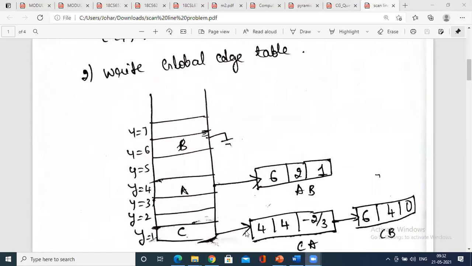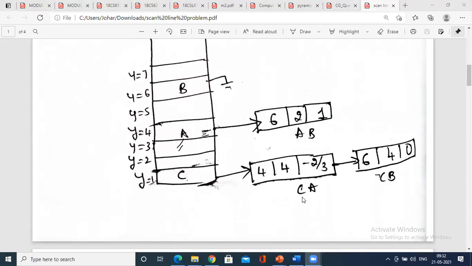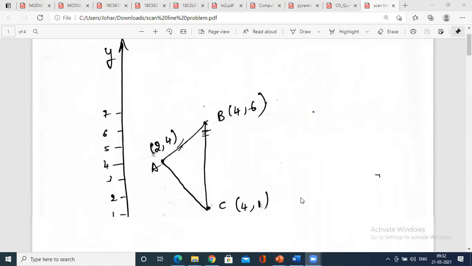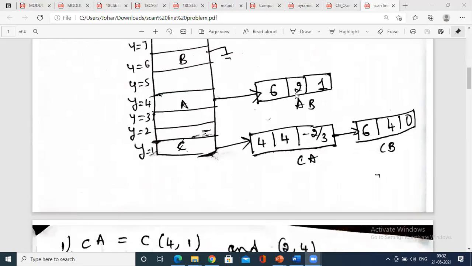Now you see here, at y equals 1, you have two edges. In those edges, how do you take from CA? What is the CA value? Let us write. CA is (4, 1), (2, 4), right? From this, you have to write into the global edge table. What is the y maximum? What is the y maximum here? Out of (4, 1) and (2, 4), 4 is the y maximum.